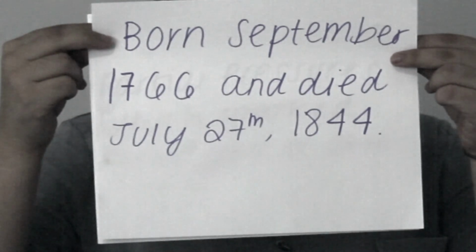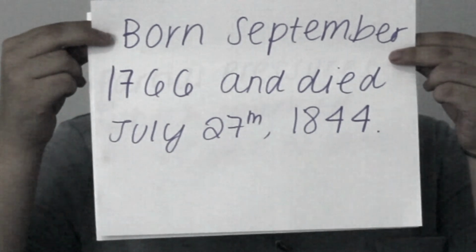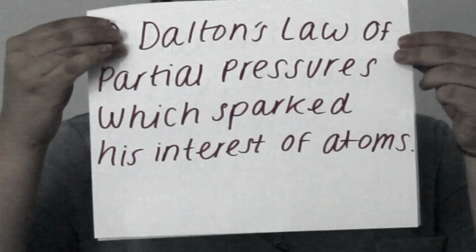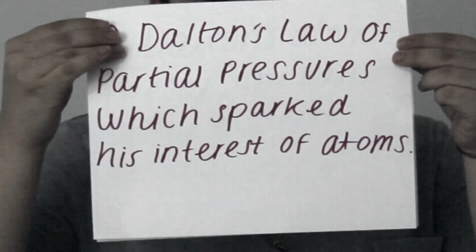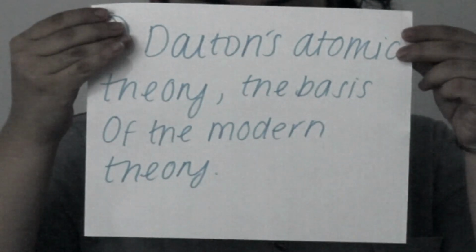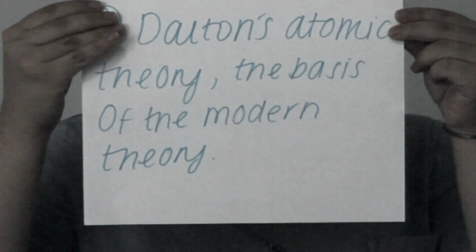Well, to give you guys a rundown of what you should have learned today, John Dalton was born September 1766 and died July 27, 1844. The next thing you should have learned is Dalton's law of partial pressures, which sparked his interest of atoms. And lastly is Dalton's atomic theory, which is the basis of the modern theory that we use today.